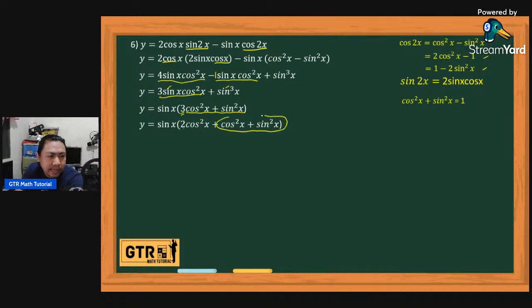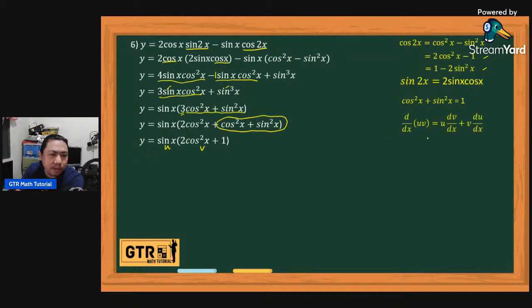So this has the identity cosine squared x plus sine squared x. So this term is equal to 1. Okay, so now we can use the product rule. So this is the u, the sine x, and then v is 2 cosine squared x plus 1.